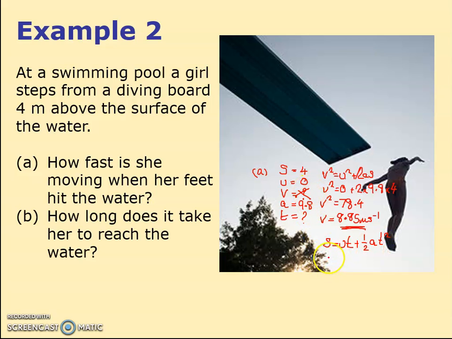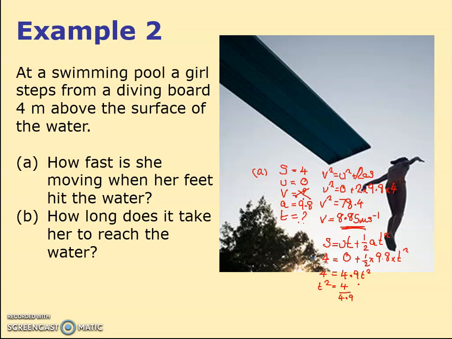Do I want S? No, I've got S. S is 4. U, the good thing about this is U is 0, and 0 times anything is 0. So that ut is gone effectively. Plus a half times A times t squared, and it's t that I'm after. So if you work out a half of 9.8, obviously the naught disappears, I get 4.9 t squared. That equals 4. And if you like, t squared therefore is the 4 shared by the 4.9.